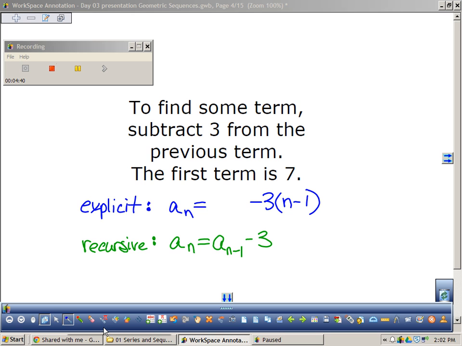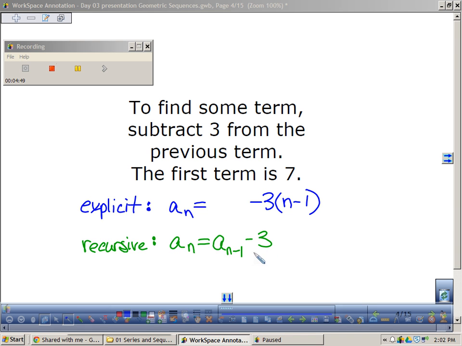Then explicit is the only one that uses the first term is 7. This one does not use it at all. That's why this one's so limited. Because unless you know what this number is, this one will only give you the next one, right? You can only find the one that it's right next to, and then you could keep going, but it's very, very limited. This one gives you a very important piece. You know where to start. Okay? So this one we try and use more. In fact, in Algebra 2 last year, we did not show them this one at all.